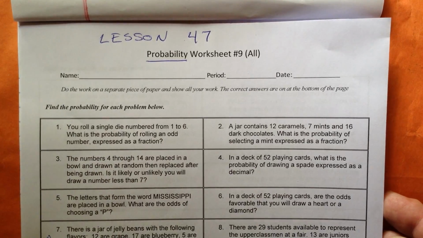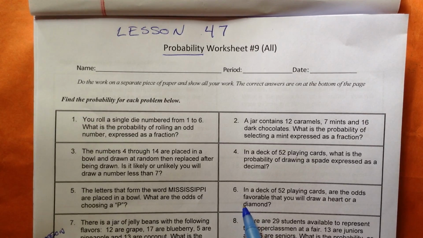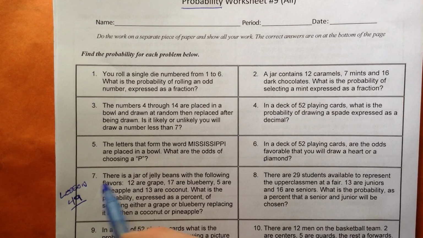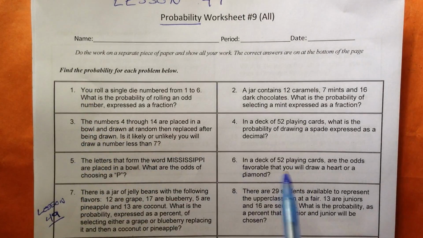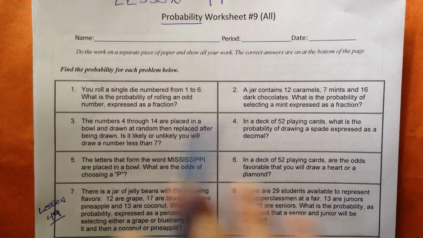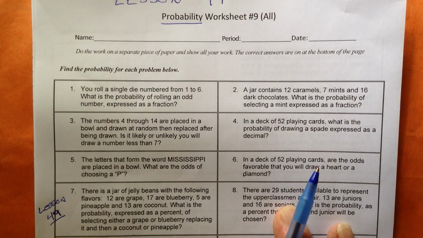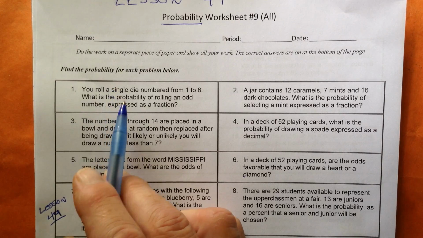Okay, the worksheet here: the first 6 are for lesson number 47, and lesson 49 starts on number 7 here. So I'm going to be doing set 1 through 6 in this video. This is a worksheet that I found online. I worked them out, and I'll show you how to do the probability problems here.